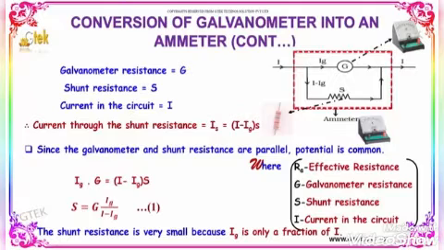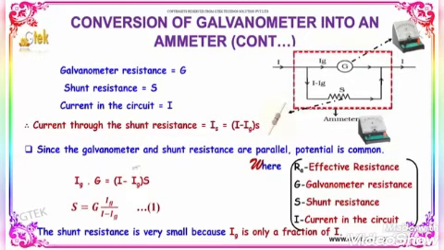Galvanometer resistance is equal to capital G, shunt resistance is equal to capital S, current in the circuit is equal to capital I, current through the shunt resistance is Is equal to (I minus Ig). Since the galvanometer and shunt resistance are parallel, potential is common.